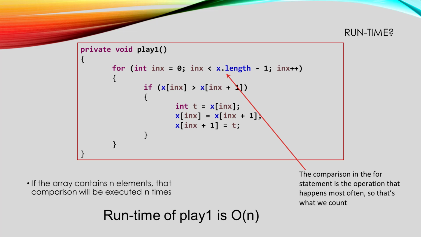In this method, if the size of the input, the size of the array, is n, the thing that happens most often happens n times. So the runtime of this method is big O of n.